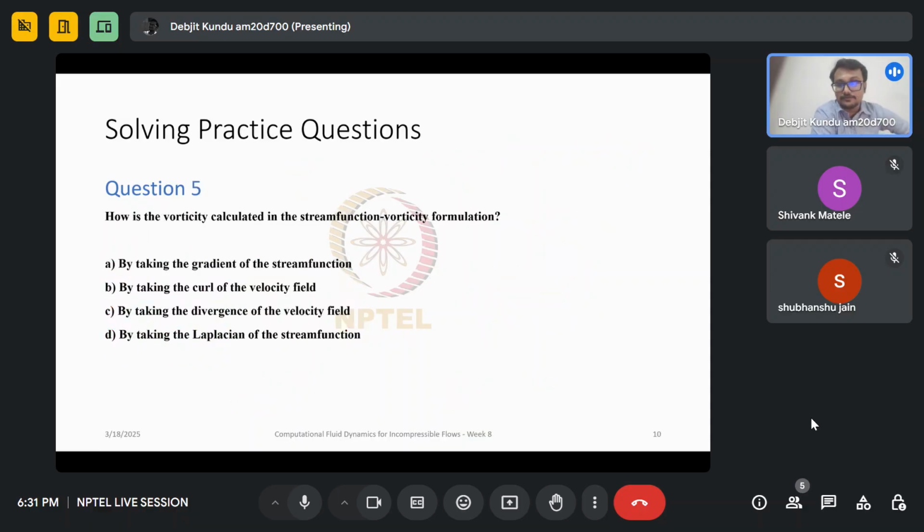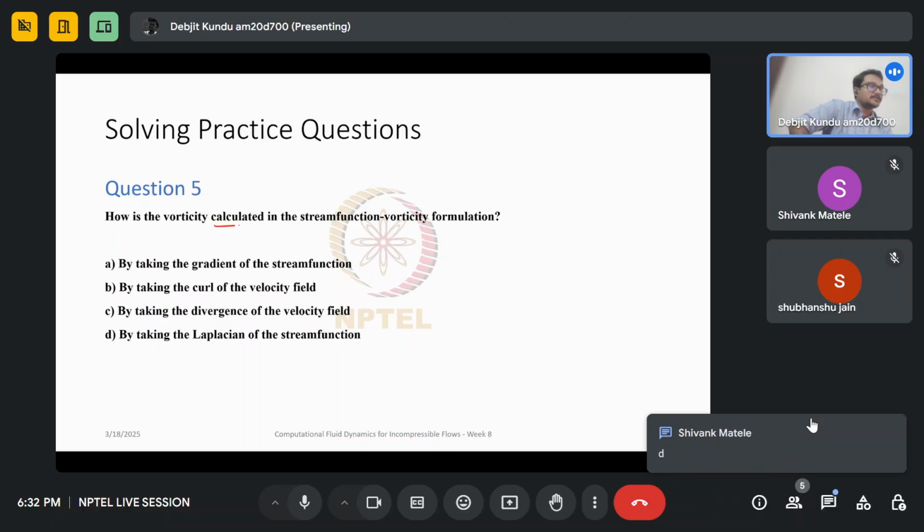We'll move on to question number 5, which is asking us how is the vorticity calculated in the stream function vorticity formulation? There are four options. That is through taking the gradient of the stream function, by taking the curl of the velocity field, by taking the divergence of the velocity field, or by taking the Laplacian of the stream function. The main keyword here is how is vorticity calculated in the stream function vorticity formulation.